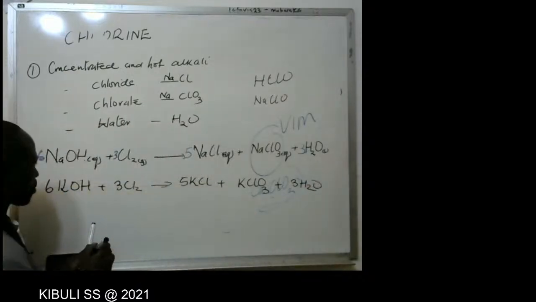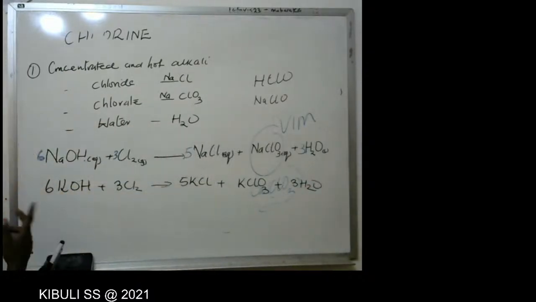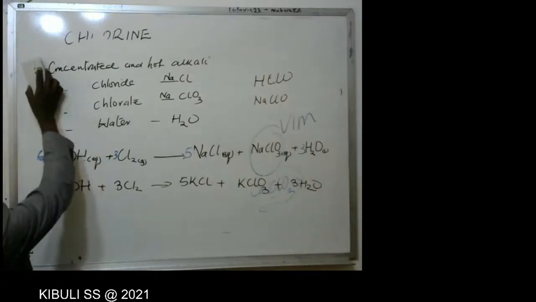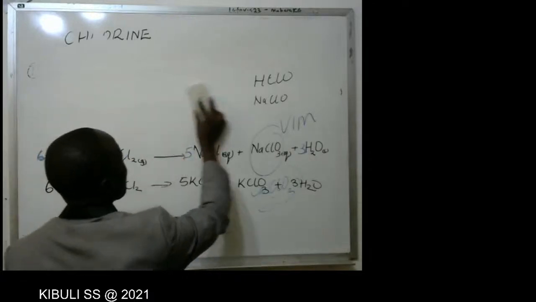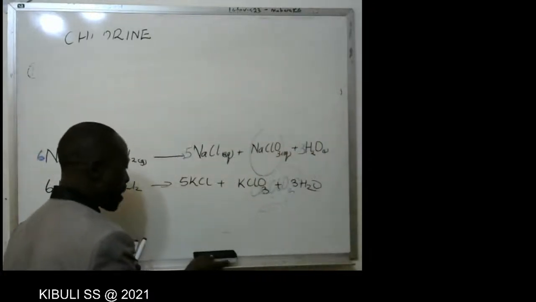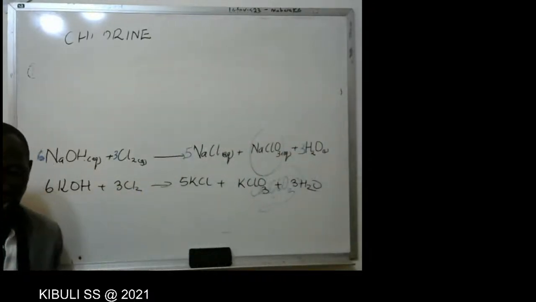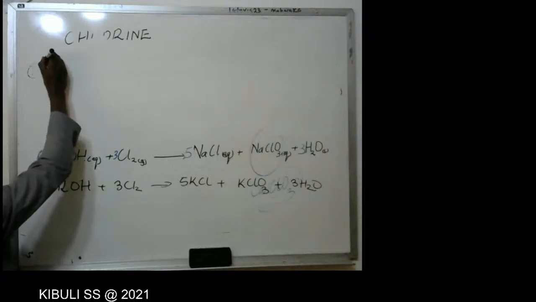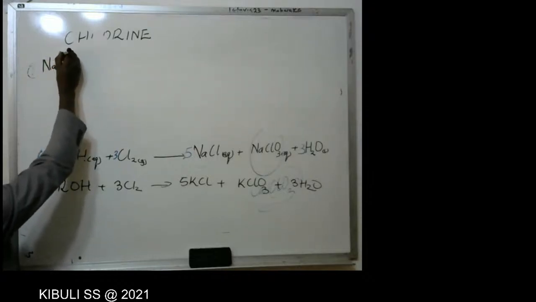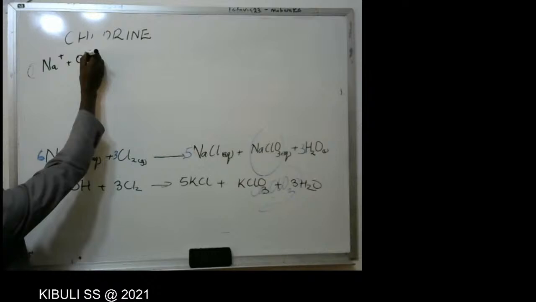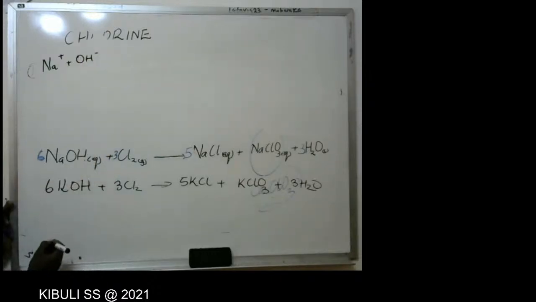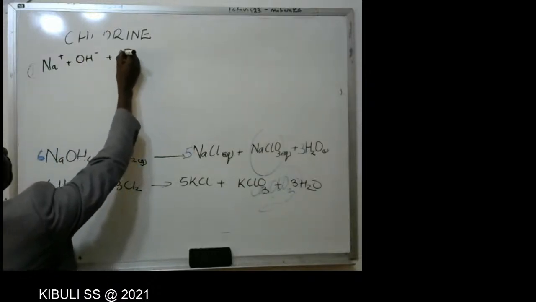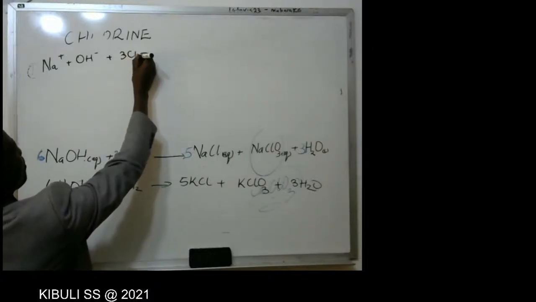And as students, you can even come up with what we call ionic equations. We can come up with an ionic equation in both situations, because there are cases where the paper demands that you write an ionic what? Equation. So sodium hydroxide, what does it give? It will give us sodium ions, and it gives us hydroxide ions. Chlorine will give us chlorine, 3 moles of chlorine as a gas.